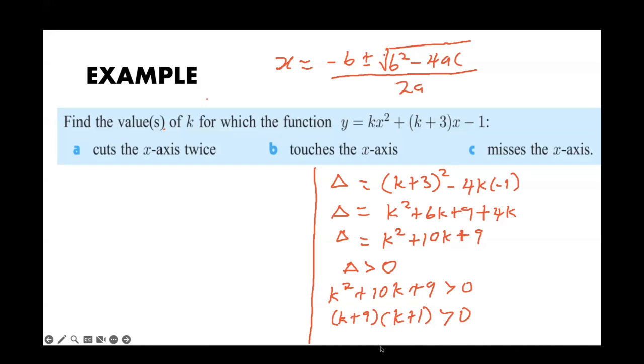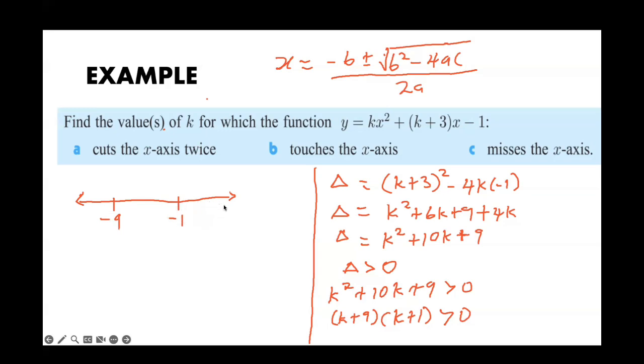This means that the roots of this quadratic function are k equal to -9 and k equal to -1. We will use the sign diagram to determine the set of values of k that will satisfy this inequality. So we have k to be -1 and k to be -9. First, we want to find the set of values such that the left-hand side of the inequality is greater than 0. So let's start investigating by taking any value that is greater than -1.